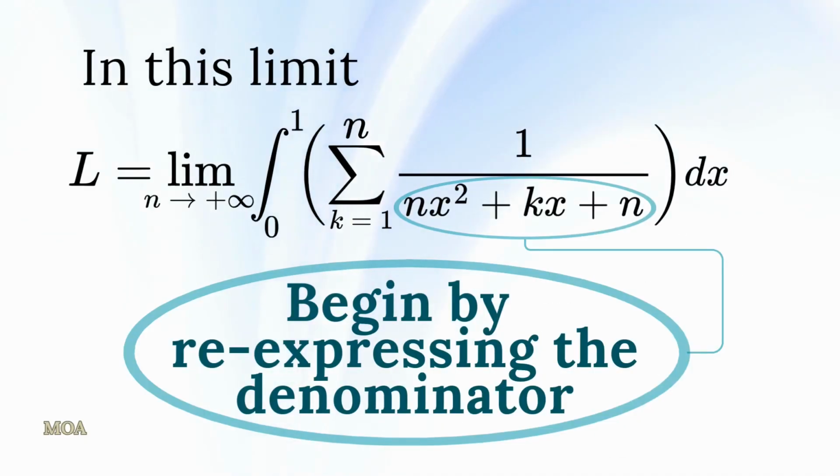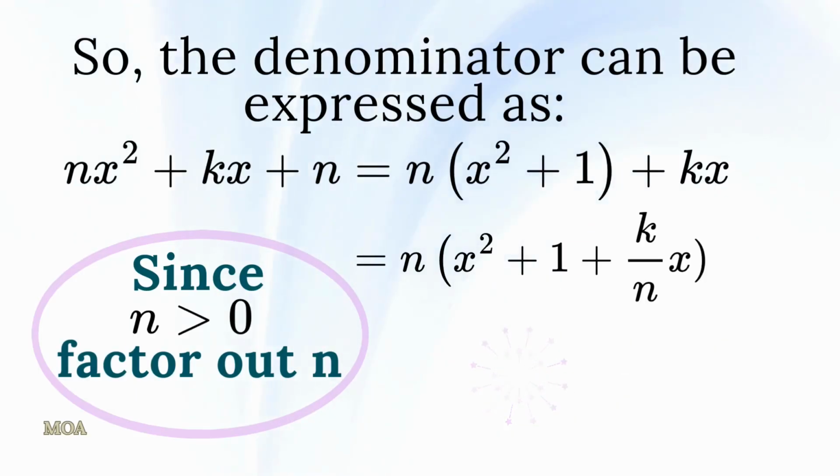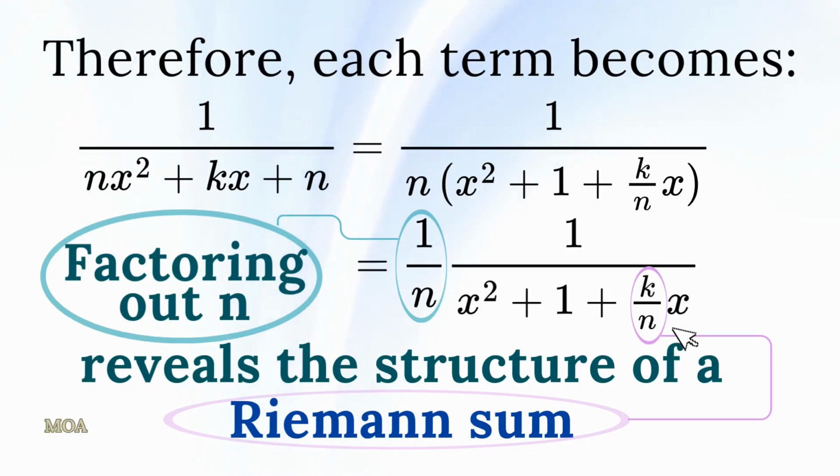In this first step, we begin by re-expressing the denominator. Since n is strictly greater than 0, we can factor n out of all terms in the denominator. This gives n times the quantity x squared plus 1 plus k over n times x. Therefore, each term in the sum becomes 1 over n multiplied by 1 over the quantity x squared plus 1 plus k over n times x. Hence, this step reveals the structure of a Riemann sum, which we now make explicit in step 2.